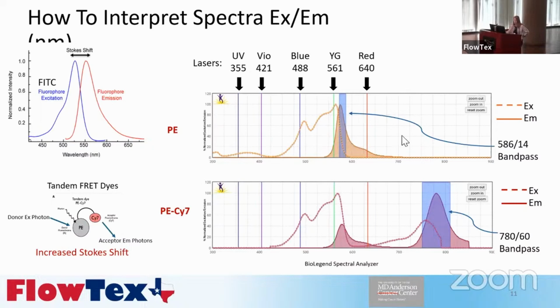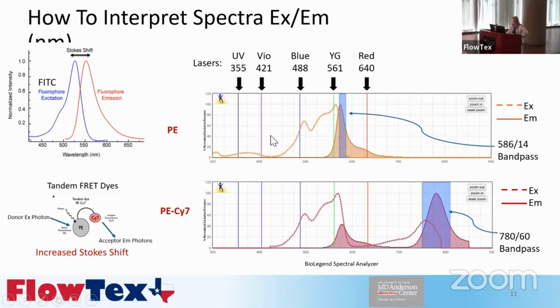Okay, so looking at spectra again, and tandem dyes. What I'm showing you here is just a review of what a spectrum looks like and what the tandem molecule looks like. So we're going to get a donor excitation photon that is going to excite our PE. Because our PE is within angstroms of our Cy7, we can take that emitted photon, push it to the Cy7, and get a photon out that has much lower energy from the Cy7 molecule. When you look at that in spectra, it looks like this.